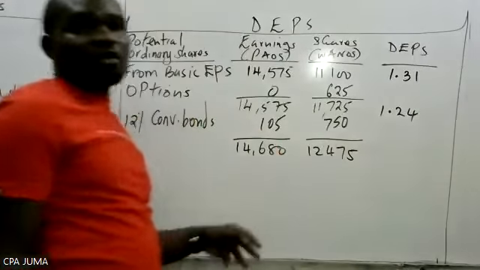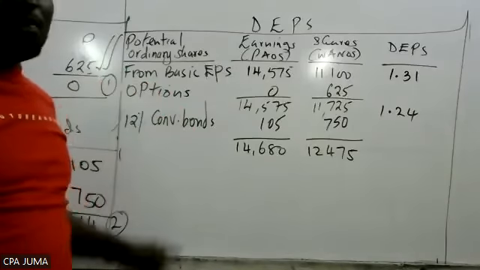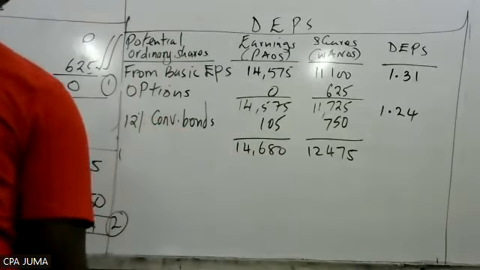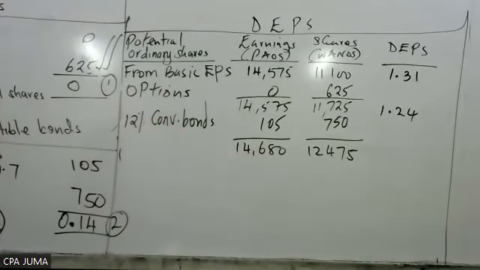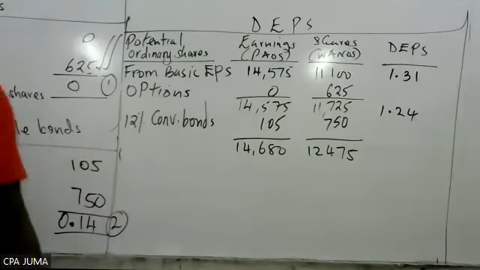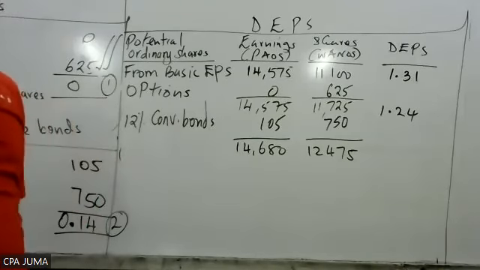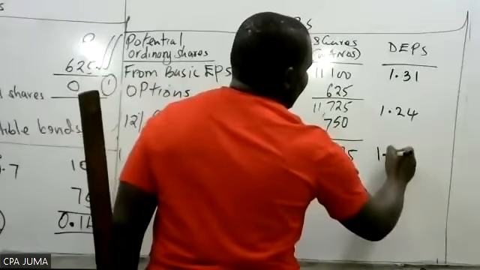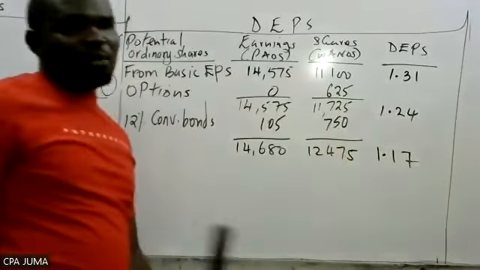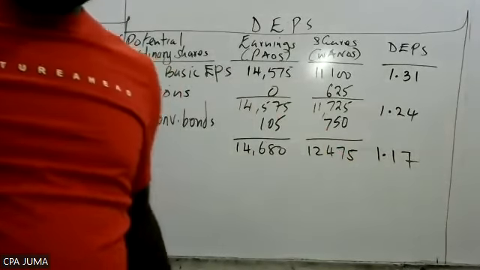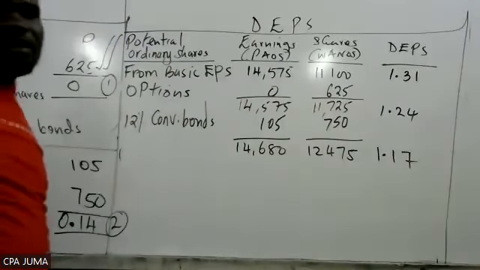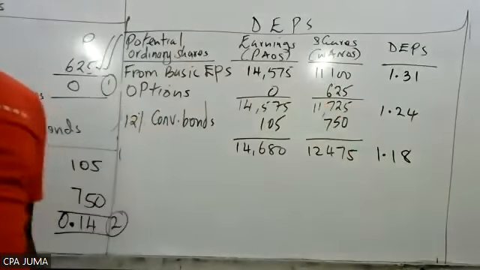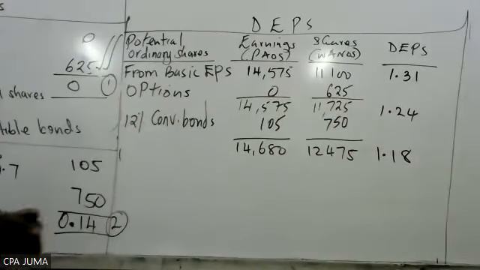12,475. So get the new EPS. Take this, divide by this to get the new EPS. 1.17. Actually 1.18, Felix, it is 1.18 if you round off. 1.18. That is the last.